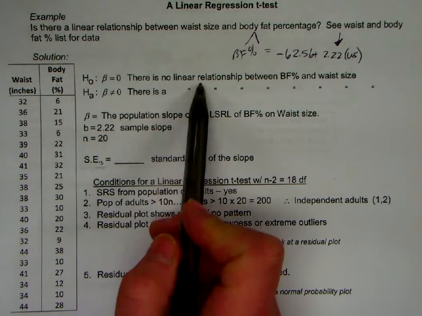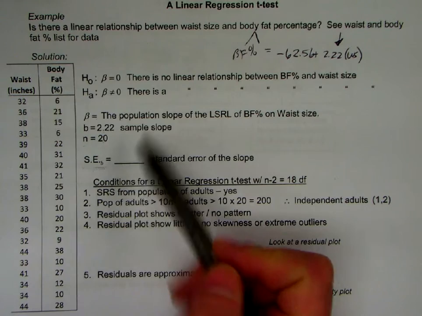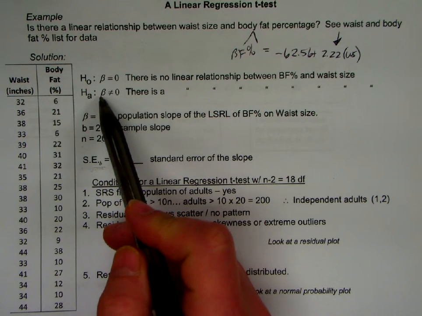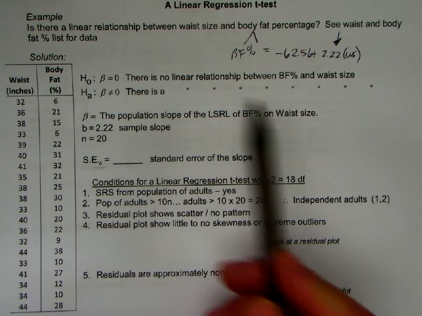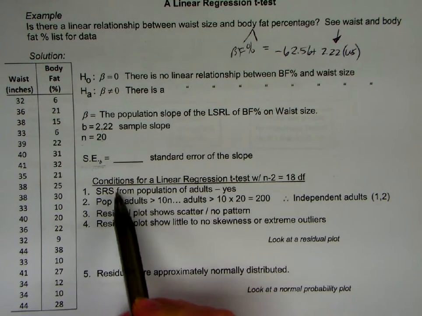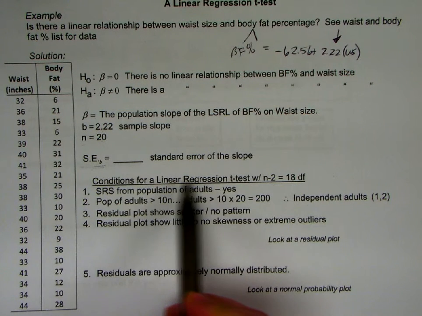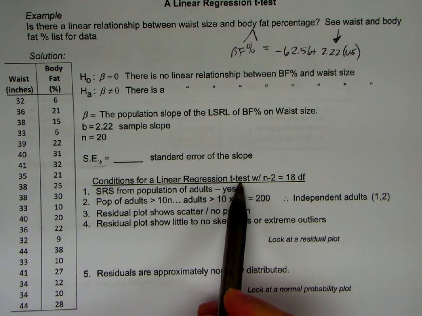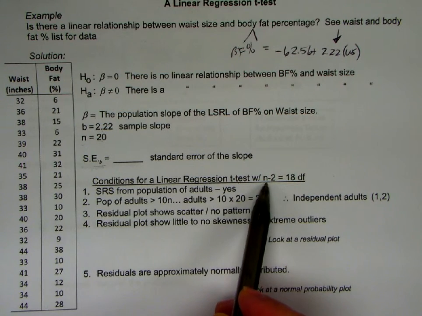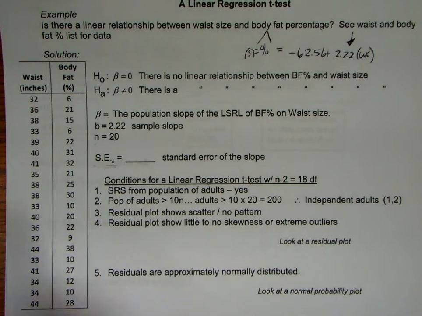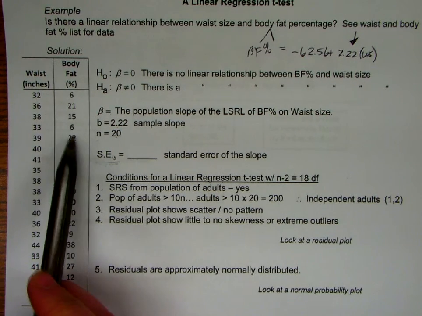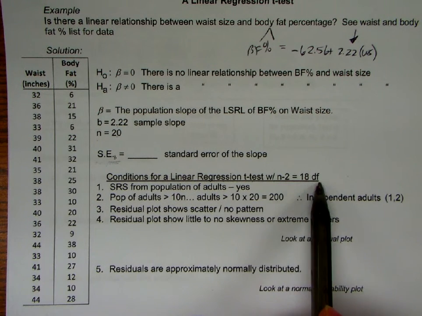H0, you're going to have to study this. There's no linear relationship: beta is equal to 0. Ha: beta is not equal to 0. There is a linear relationship. So for the conditions for a linear regression, it's actually a t-test, and when you're doing a t-test, you have to worry about degrees of freedom. In this situation, it's n minus 2 degrees of freedom. Think of it as two variables, waist and body fat percentage, so that's why you take n minus 2.